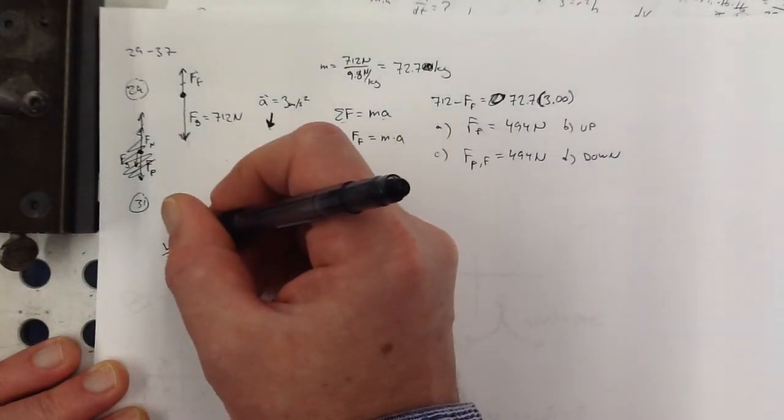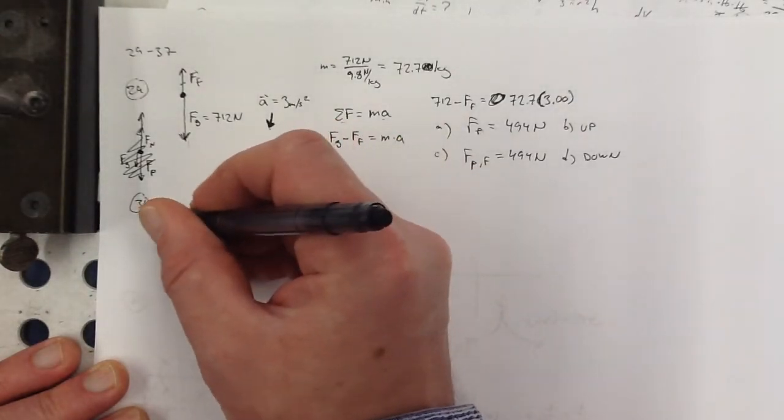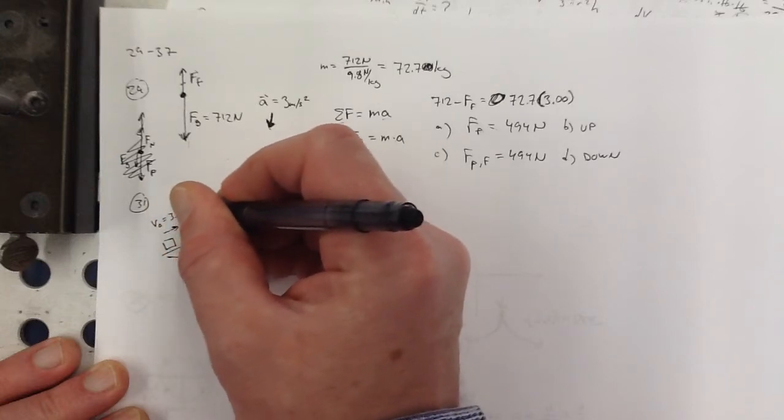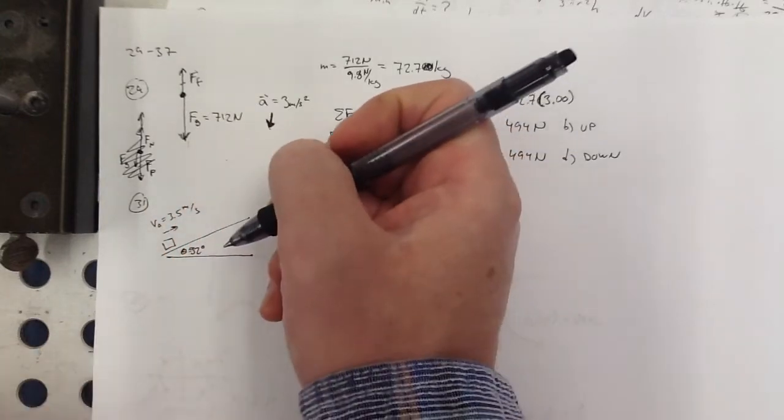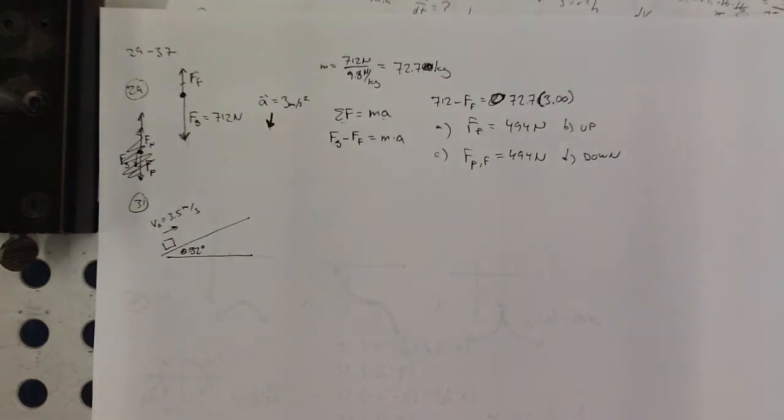And the initial velocity is 3.5 meters per second. What are the magnitude and direction? Oops, that's the wrong thing, sorry. Angle of incline. How far up the plane does the block go? How long does it take to get there?